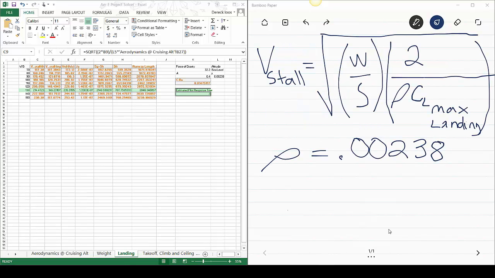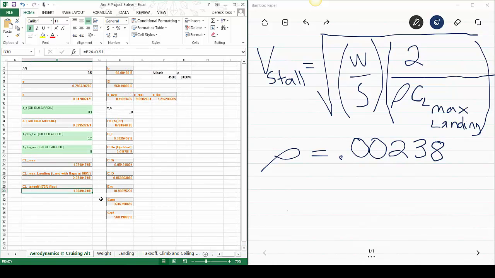From each W over S we can calculate V stall, which is equal to the square root of W over S times 2 divided by rho CL max landing. CL max landing is the coefficient of lift when landing. This means that 100% of your flaps are going to be deployed on the airplane.